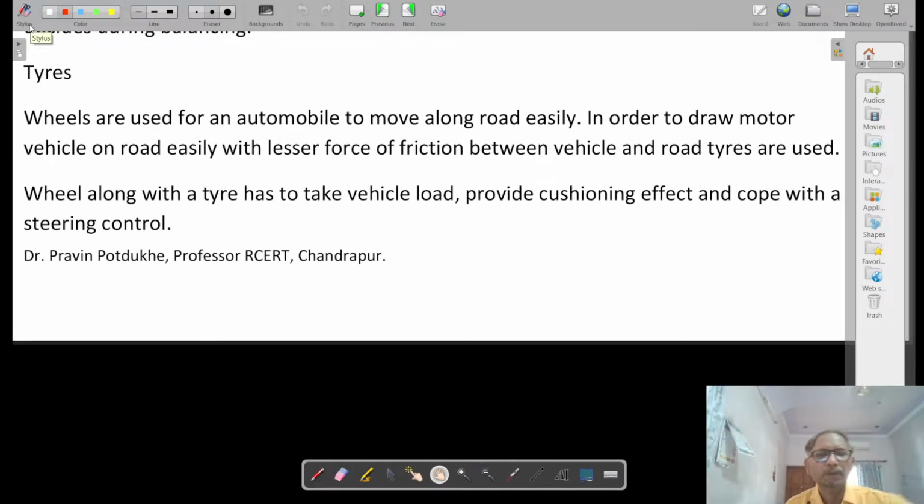Hello, good morning, friends. So today we are going to take a topic which is the tires. Tires are a part of an automobile.